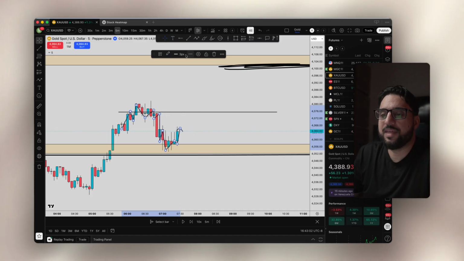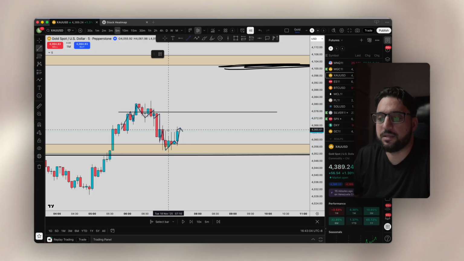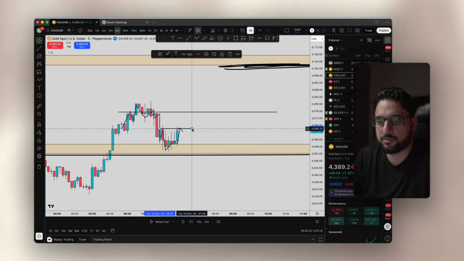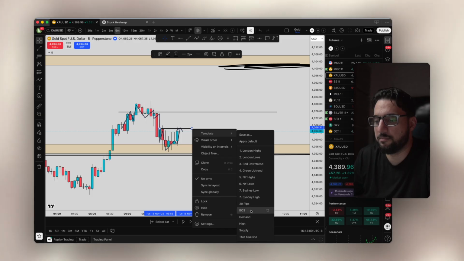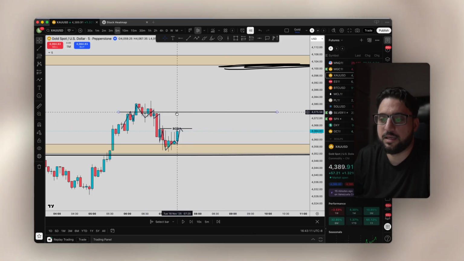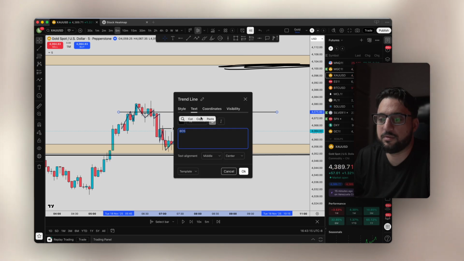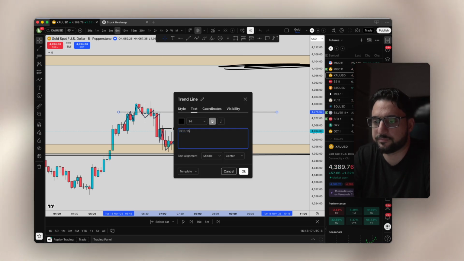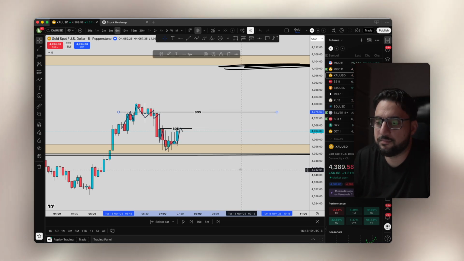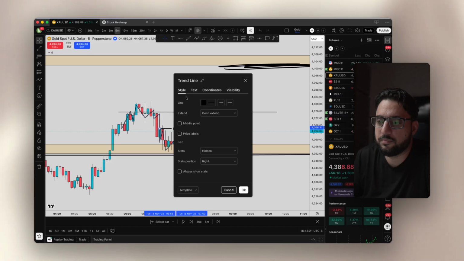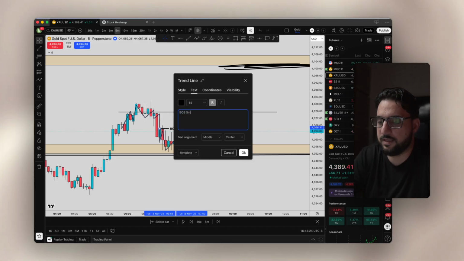So once we get above that level on the 5 minute, that's where we break the structure on the 5 minute. So I'm going to do BOS, which stands for break of structure, okay? And this is also a BOS on the 15 minute though, okay? BOS 15M, BOS 5M, okay?